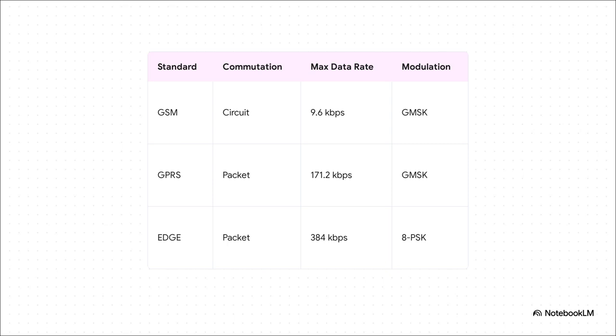But the real game changer? That was EDGE. By swapping the modulation from a 1-bit GMSK to a 3-bit 8PSK, they effectively tripled the capacity per channel. That pushed data rates up to 384 kilobits per second. And get this, they did all of that without even changing the actual radio bandwidth.